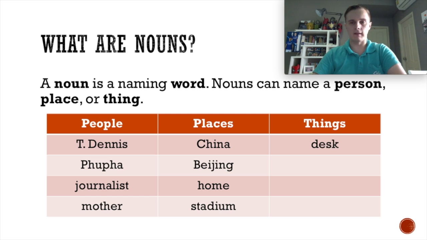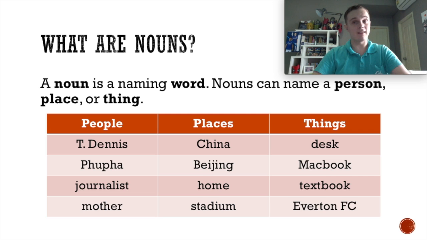And things. A desk. You all sit on a desk at school. That's where you write with your books and pencils. A desk is a thing. MacBook. MacBook is a type of computer. Textbook, you all use your textbooks in English to read about what you are studying. And Everton FC. Everton are a football team. So teams are things as well.